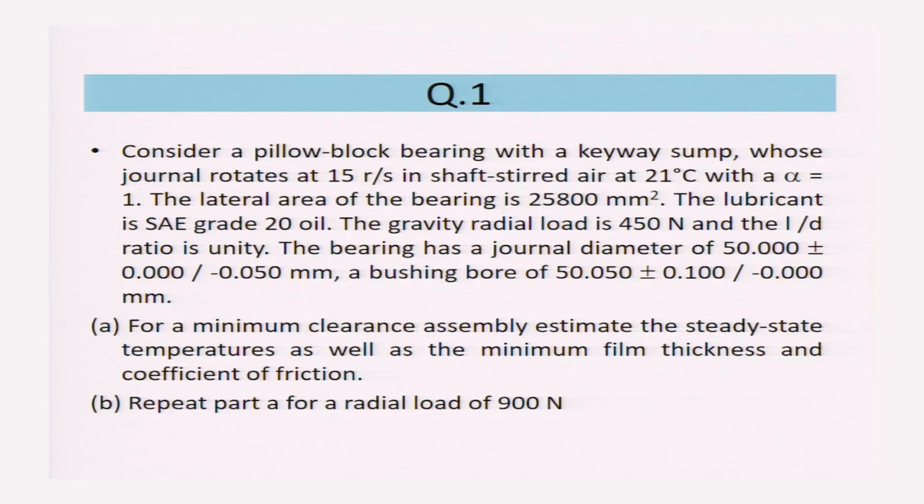The problem is, consider a pillow block bearing with a keyway sump whose journal rotates at 15 rpm. So, the rotation of the journal N is 50 rps, revolutions per second, not minute, in shaft stirred air. So, this condition will give you the value of the overall heat transfer coefficient. The lubricating condition is shaft stirred air at 21 degrees centigrade.